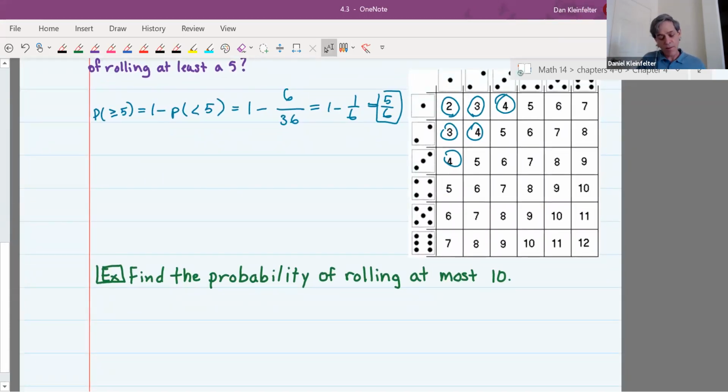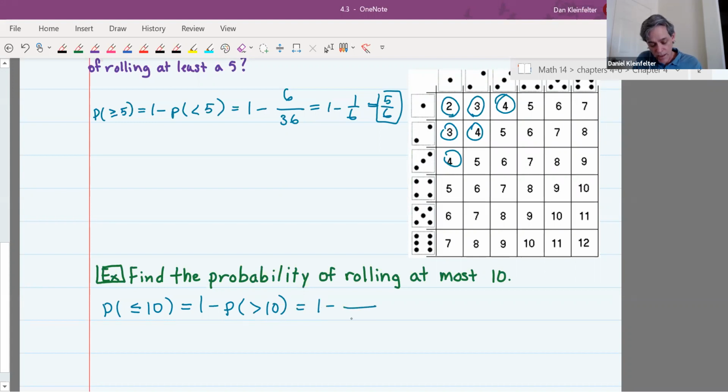Suppose that we want to find the probability of rolling at most 10. At most 10 would be 10 or less. We don't want to go over 10. So less than or equal to 10. The probability of getting less than or equal to 10 is 1 minus the probability of, well, if that's not true, it's not going to include 10, right? Because at most 10 includes 10. If that fails to be true, then we have to be over 10. So this would need to be greater than 10, which is just 11 or 12, right?